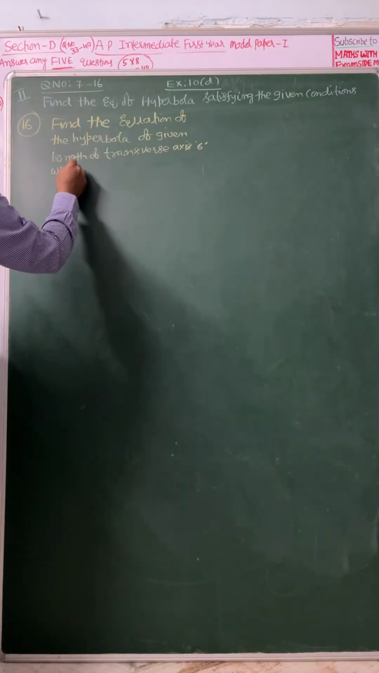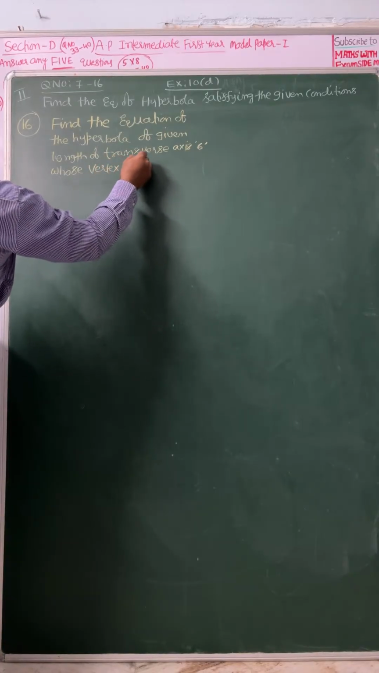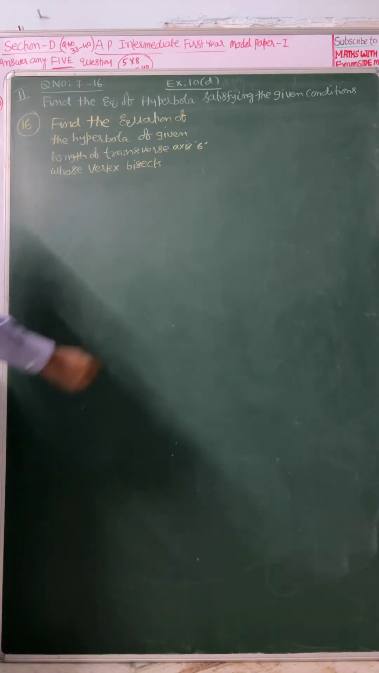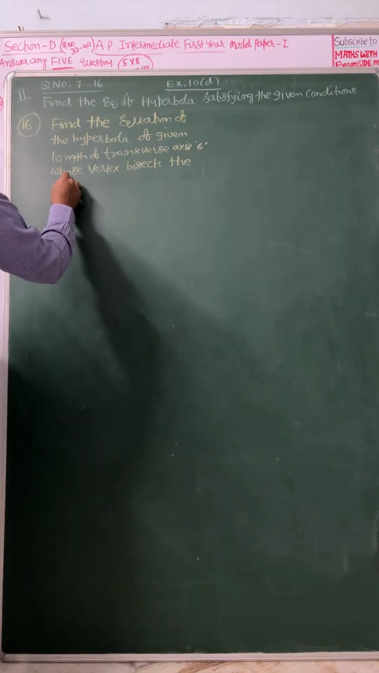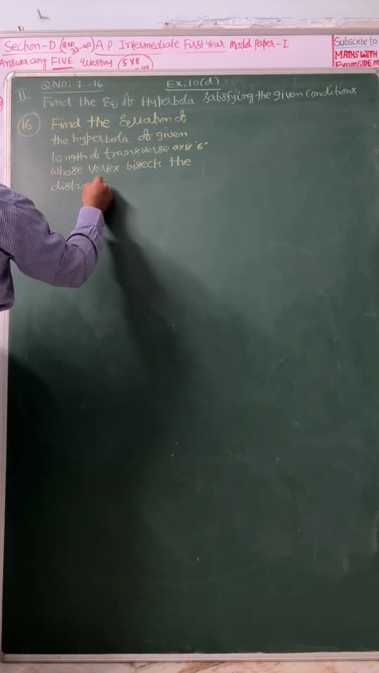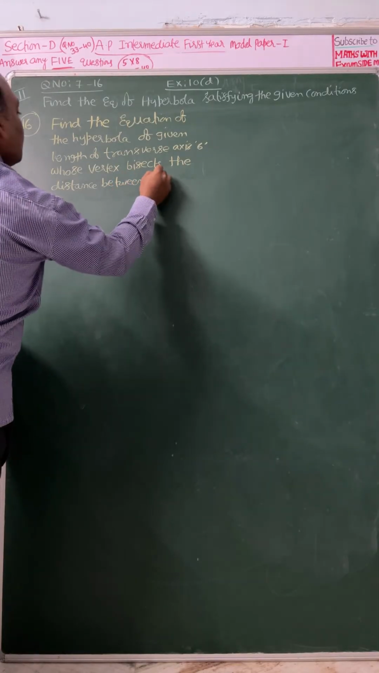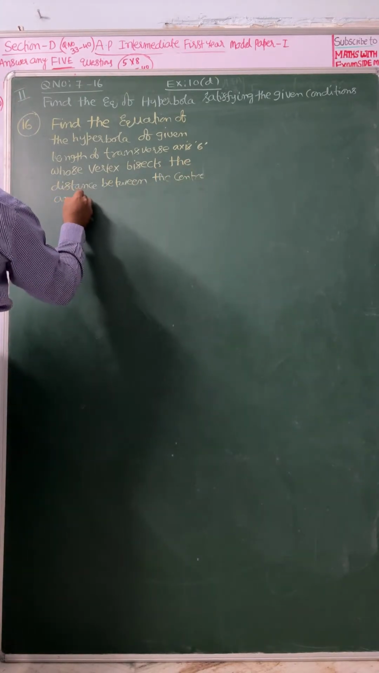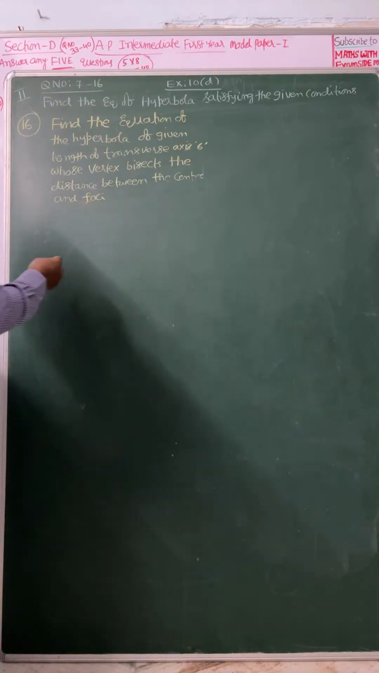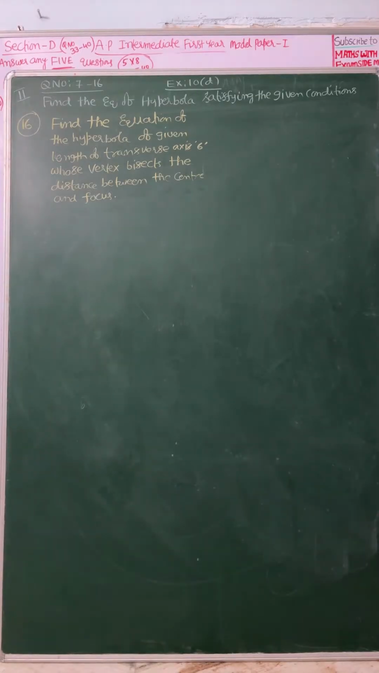whose vertex bisects the distance between the center and focus, the center and foci. One of the vertex, one of the focus means center and focus. This is a very important point. Please remember and keep in mind.